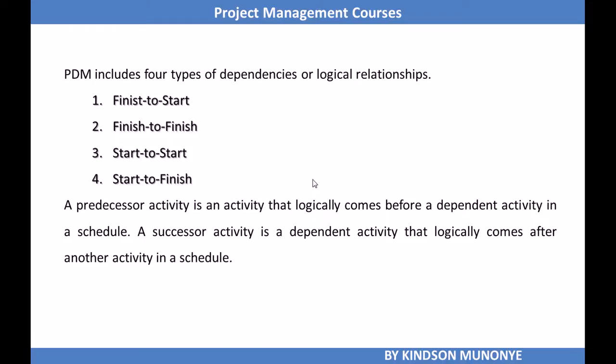A predecessor activity is an activity that logically comes before a dependent activity in a schedule. A successor activity is a dependent activity that logically comes after. So we have the predecessor before the activity, and a successor is the one following it after it has been performed. Let's now look at these logical relationships in detail.